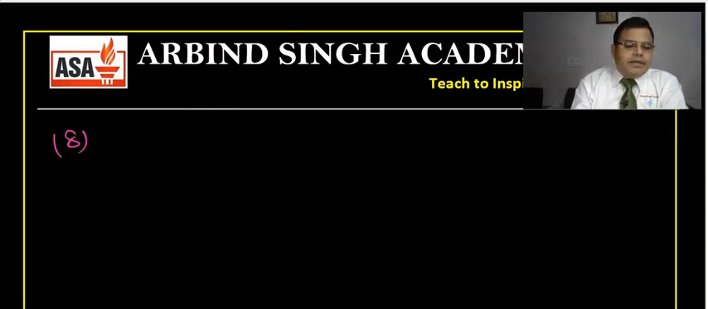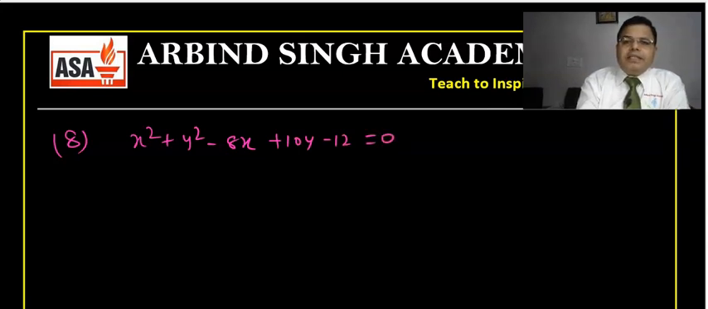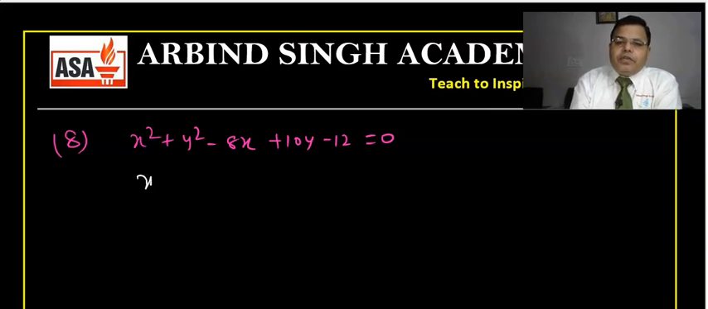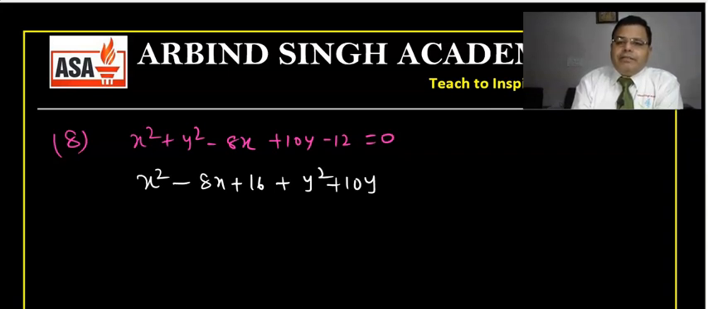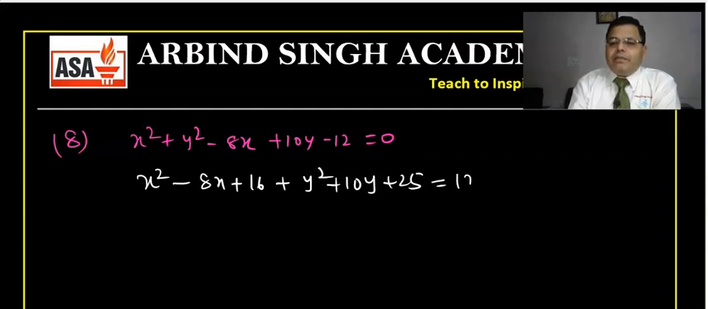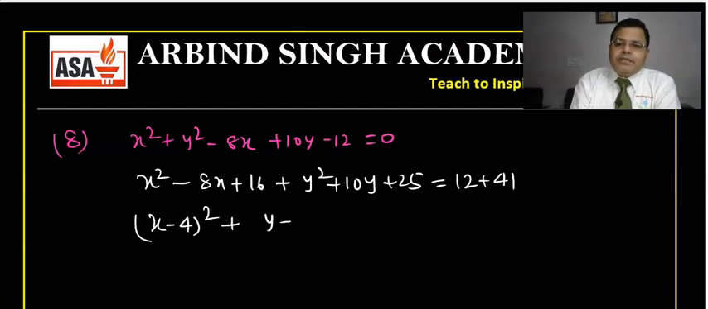Now question number 8 is there. It is given that x² + y² − 8x + 10y − 12 = 0. Again, this can be transformed in that form. So you can write x² − 8x + 16 + y² + 10y + 25. 25 plus 16 is 41. I have added it, so we need to subtract 41, and that will be 12 plus 41, as 41 is added to both sides, right? So that is (x − 4)² + (y + 5)² = 53, which can be written as (√53)².